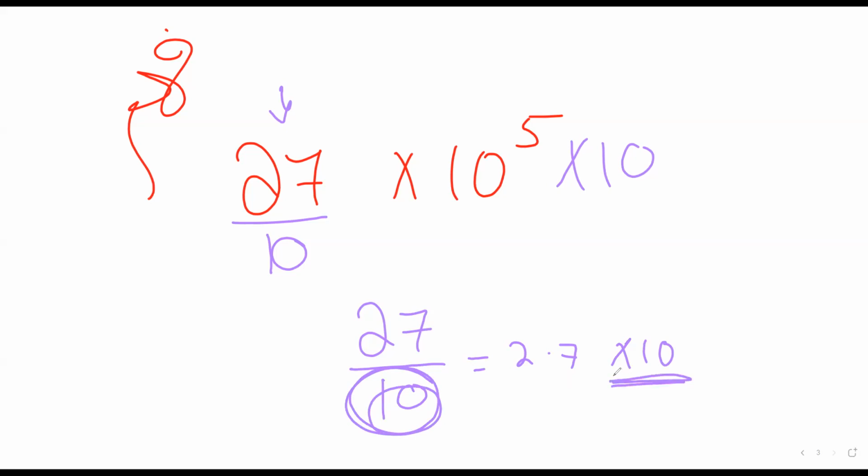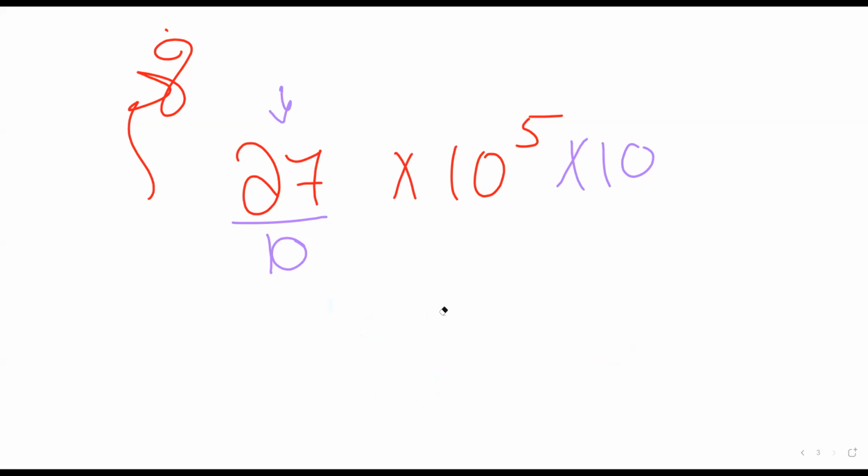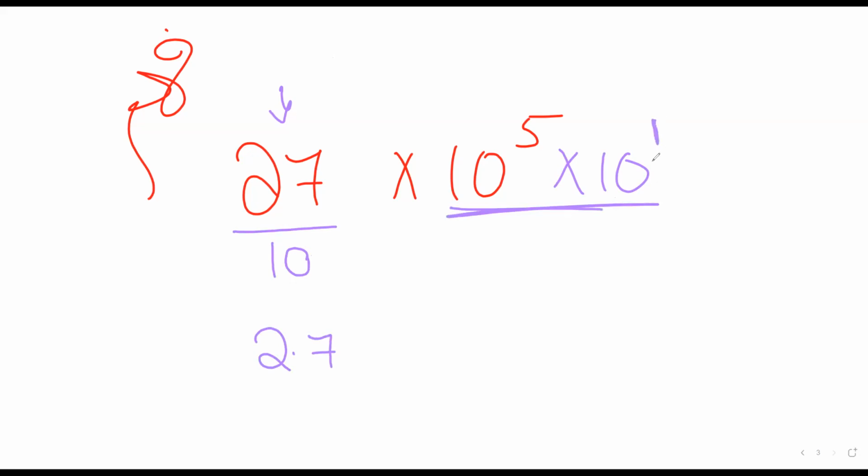So what I'm trying to say is, if I divide by 10 and multiply by 10, it's as if I didn't change the value at all. So going back to this question over here, to change this to standard form, hypothetically speaking we move the decimal to the left and add 1, but mathematically, what do we do? We divide by 10 and multiply by 10 to balance. So 27 divided by 10 is 2.7, and 10 to the power of 5 times 10 to the power of 1 is 10 to the power of 6.